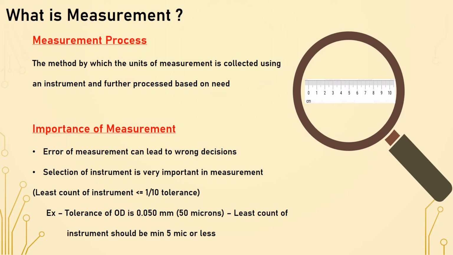Normally we have a 2 micron or 1 micron instrument. So we use that 1 micron least count instrument for measuring this outer diameter. So the least count of instrument should be less than or equal to 1/10 of the tolerance of a parameter.